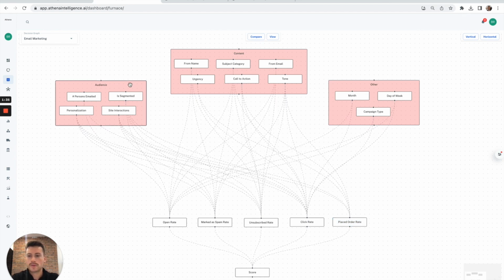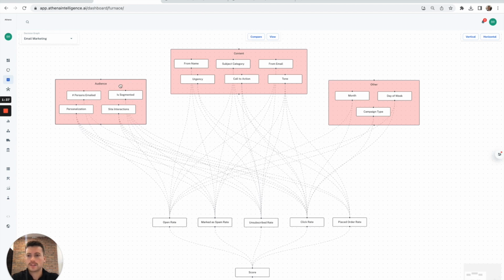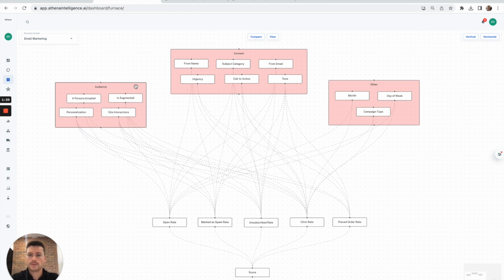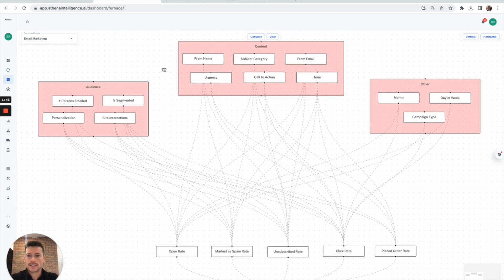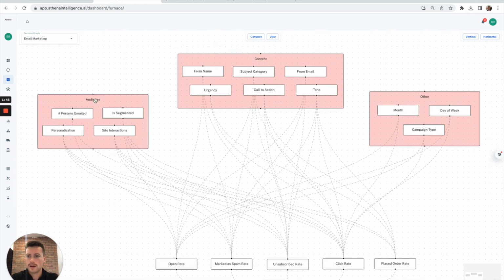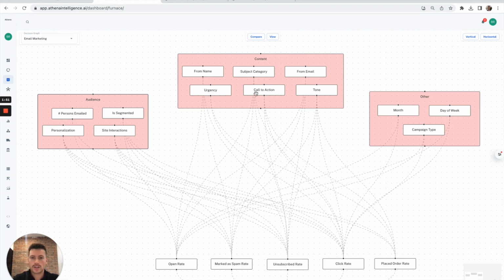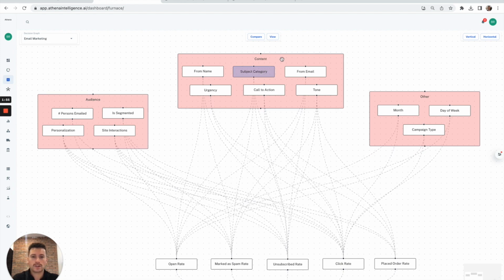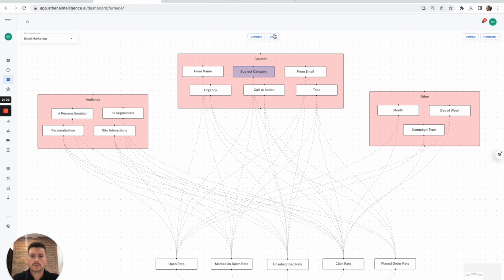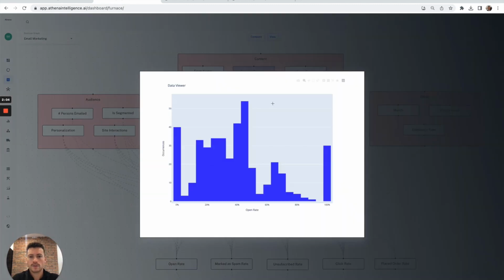Towards the top here, we have three major buckets. These are, again, pre-configured, so for each business, they might look slightly different, but the three buckets that we're going to look at today are audience, content, and other. And we can start by investigating any one of these, such as the content section, so the actual email content, everything from the urgency of the email, the call to action, the tone of the email, to the subject category. And I can do that here shortly.